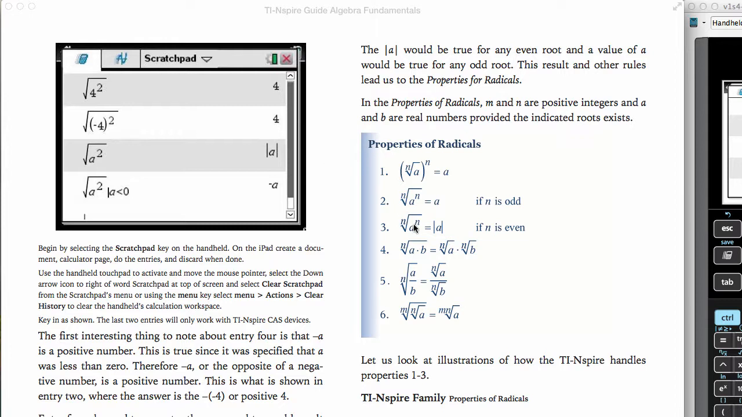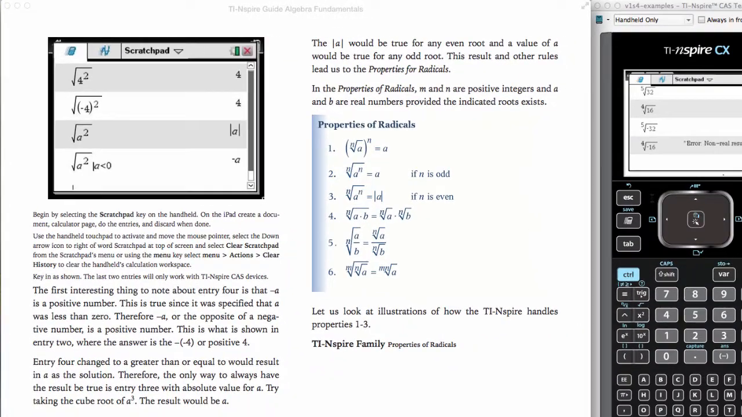But using our rules, when we take an even index, it turns out to be the absolute value of a. And to show this in a little bit more detail, when this a is less than 0, it turns out to be the opposite of a, which is a positive number, because since a was less than 0, the opposite of a is a positive number. Again, let's go over and look at these on our calculator.